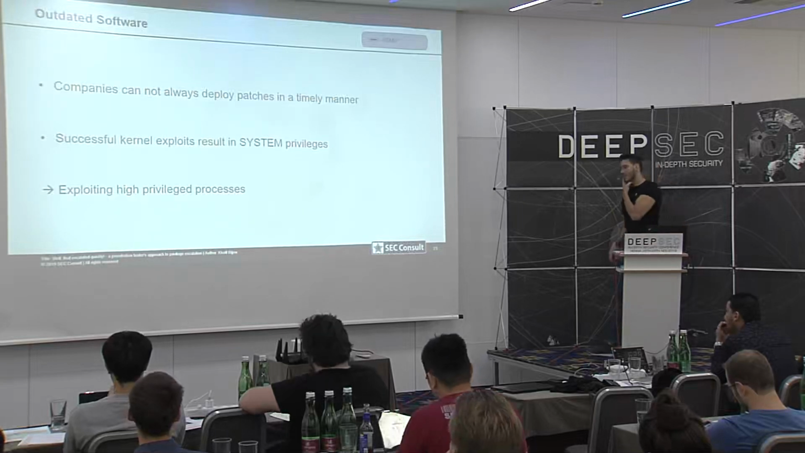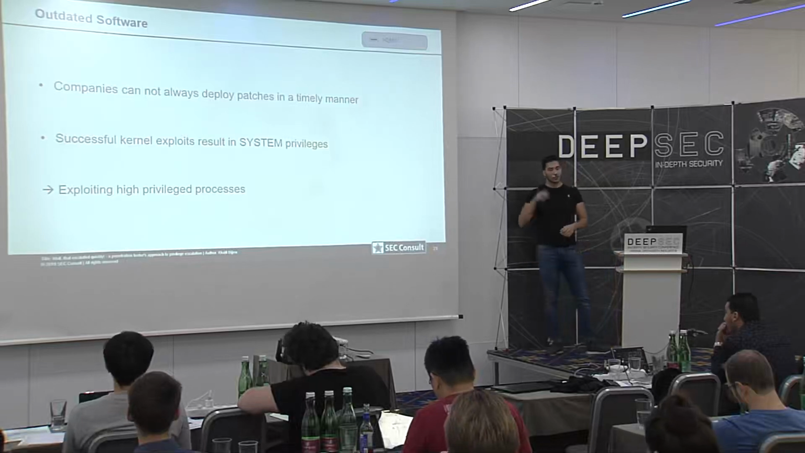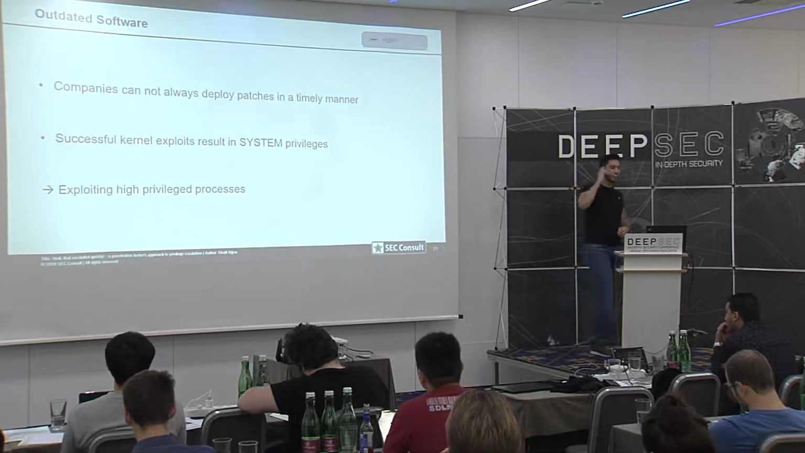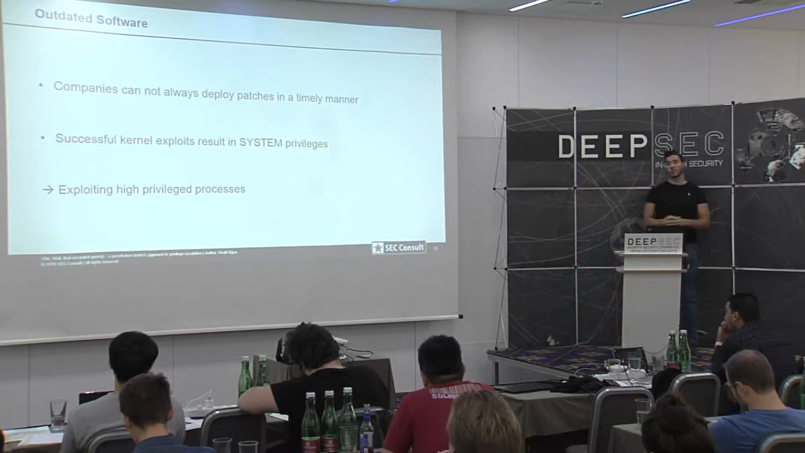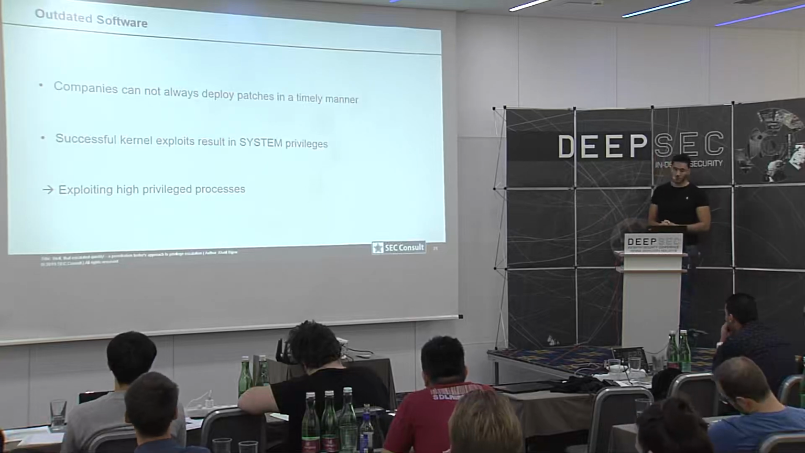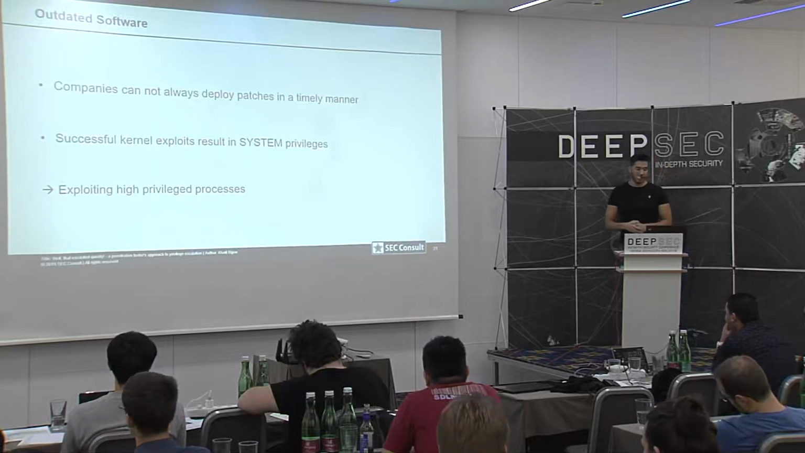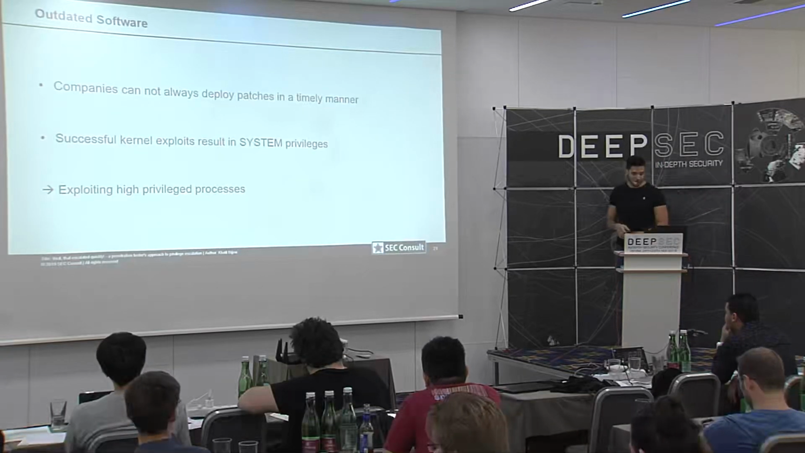What other techniques are there? Outdated software. Companies cannot always deploy patches in a timely manner. If you find a successful kernel exploit, you will have system privileges. So we will try to find a process or a kernel exploit.